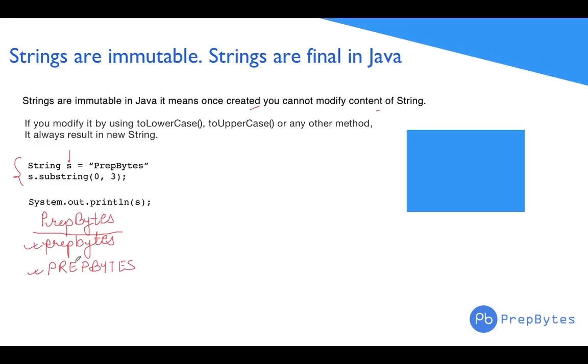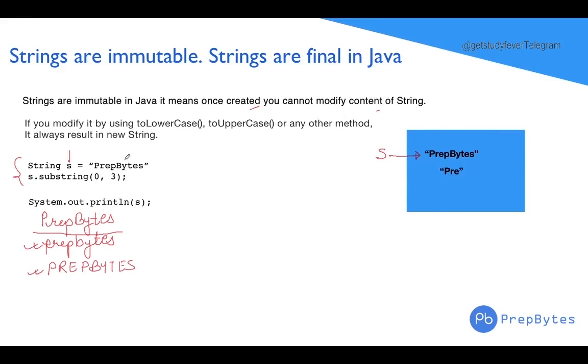Let's say in the case of substring, initially we had the string PrepBytes and the s object was pointing to this particular string. When we create a substring, a new string is created in the string pool. It's not that the content of s is getting changed. The content of s still remains PrepBytes. Every time we try to modify the content of s, a new string is created. One thing you should note is that if you try to do some operation, the original string remains as it is and the new string gets created.